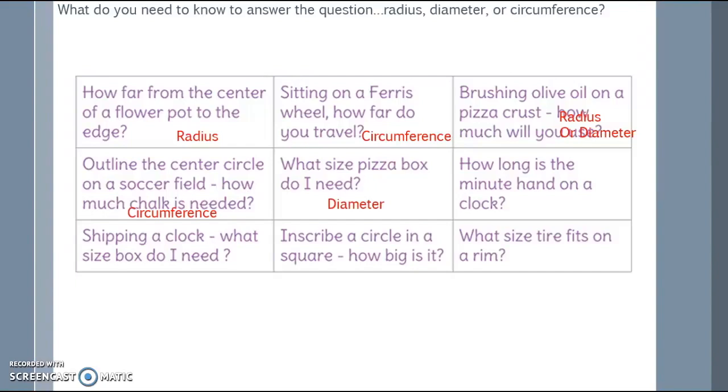How long is the minute hand on a clock? This is looking at the radius. Shipping a clock, what size box do I need? Again, probably the diameter or the radius, because we can use one or the other to find each other. Inscribe a circle in a square. How big is it? Here again, we can use the diameter to find the circumference, or it just depends exactly what specific things we're looking for. What size tire fits on a rim? The diameter, which would then help lead to the circumference, depending upon the information that we're given based on the information from the rim itself.